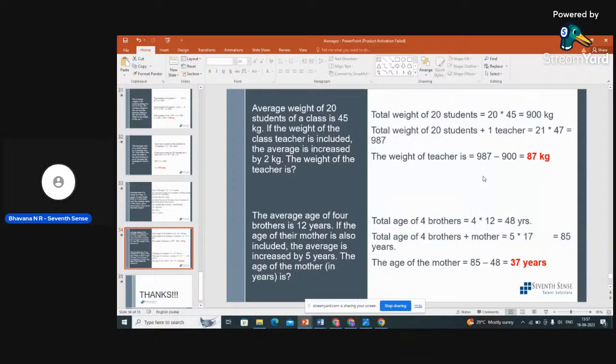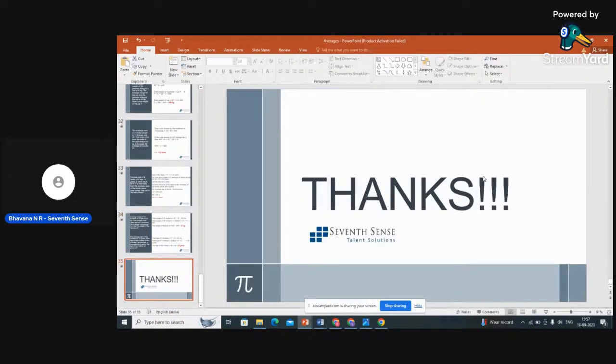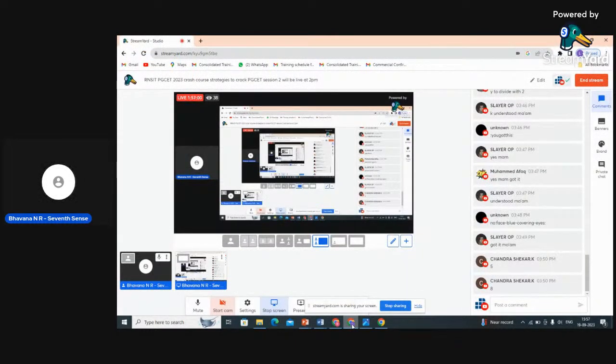So here we need to calculate the mother's age. The age of the mother will be 85 minus 48, which is equal to 37 years. Okay. So if you are having any doubts, please ask.